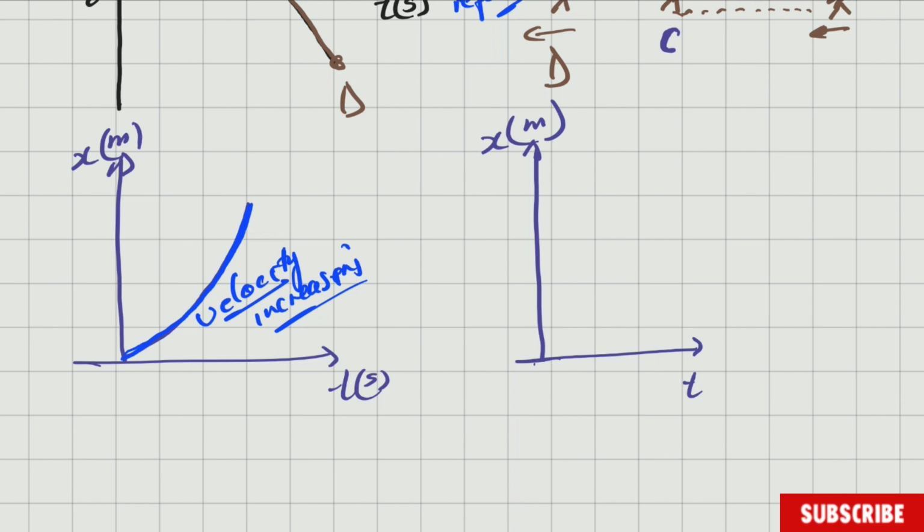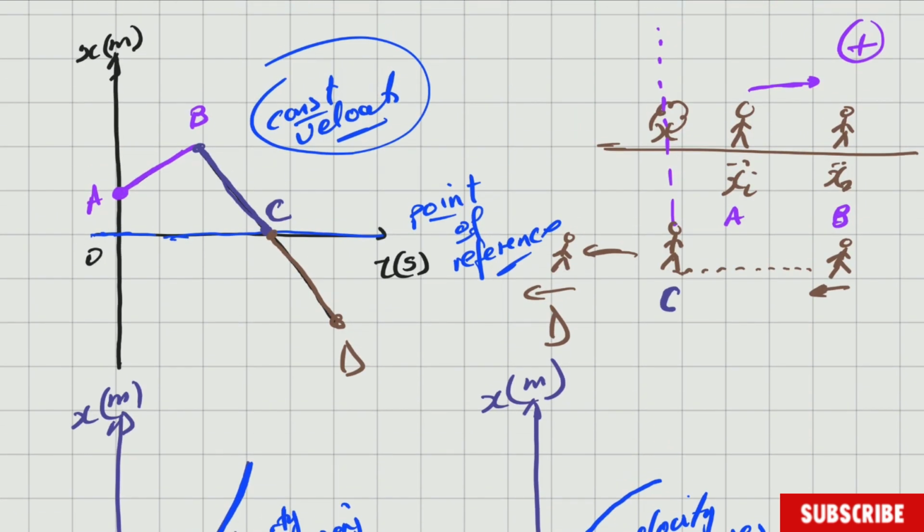And then if the velocity starts to decrease, then the shape will look like this. It's a curve as well. It will look like this. This one is velocity decreases. That is all. Everything else is still the same. Guys, this one is not that problematic. The most important thing is to understand what is going on here.